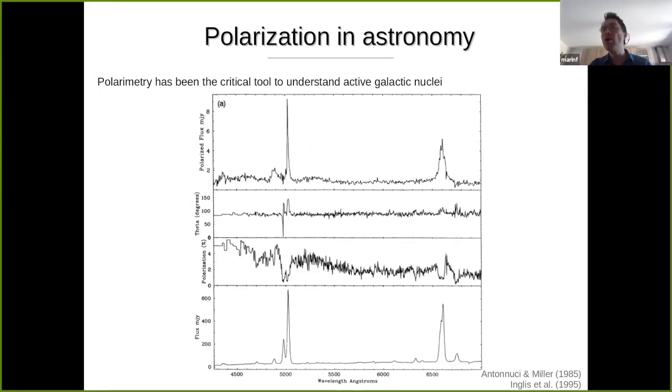AGN are basically one big class of objects, and orientation, the inclination of the system with respect to you, plays a huge role in determining what will be the observational signatures. And this was achieved thanks to polarimetry.